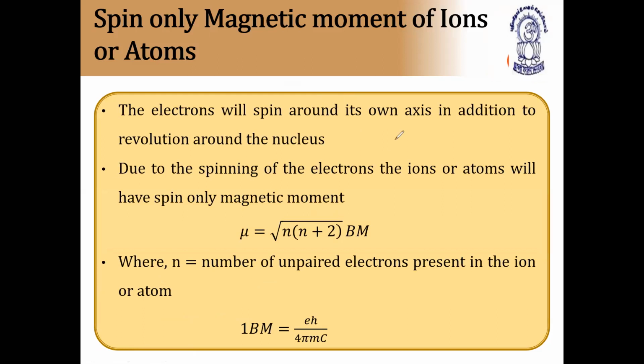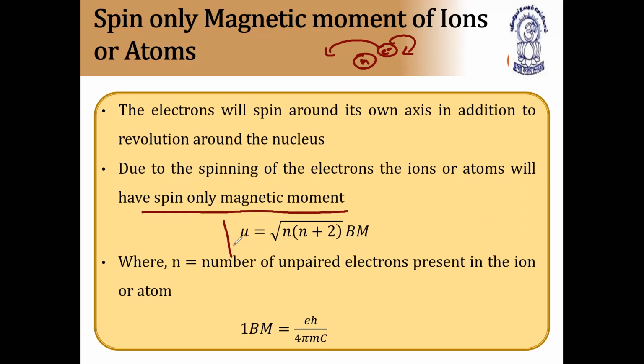The same way, it also spins around itself. So electrons spin in addition to the revolution around the nucleus. Due to the spinning of electrons, the ions or atoms will have spin-only magnetic moment. This is called spin-only magnetic moment, which is calculated by using the formula mu is equal to root of n into n plus 2 Bohr magneton.